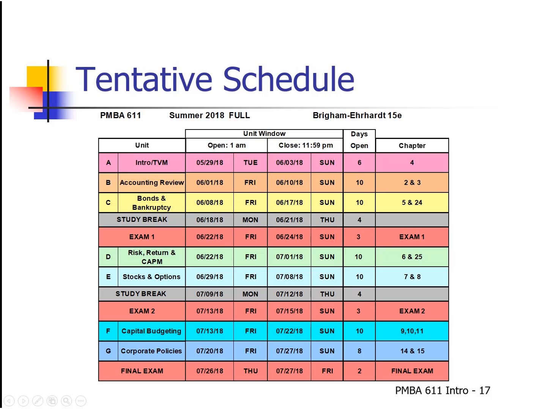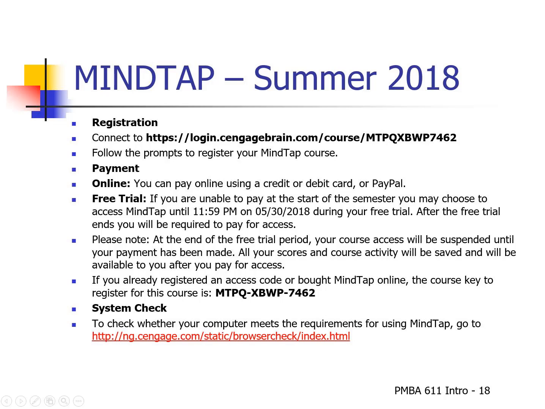Units open on a Friday at 1 a.m. and close on a Sunday at 11:59 p.m., giving you 10 days for each unit except Unit A. Note that Unit F covers 3 chapters within the same 10-day time frame. Also note that there is a study period before each exam during which no assignments are due. This is on the last page of your syllabus.